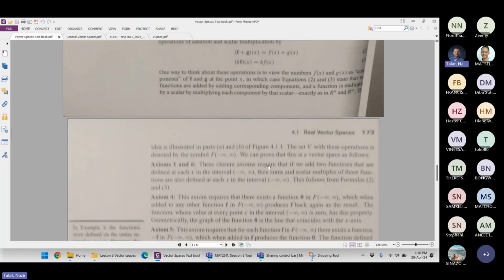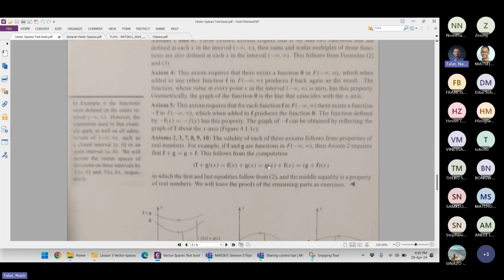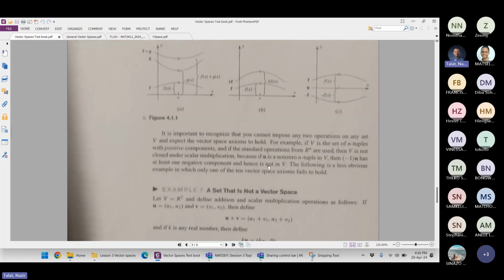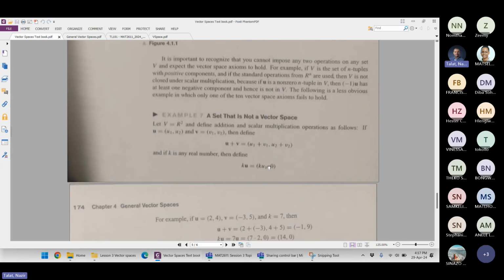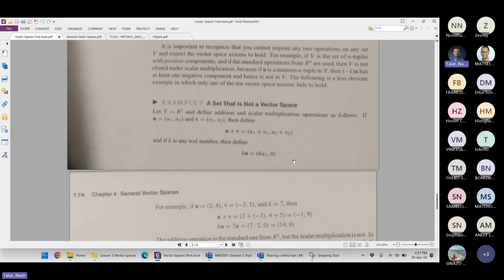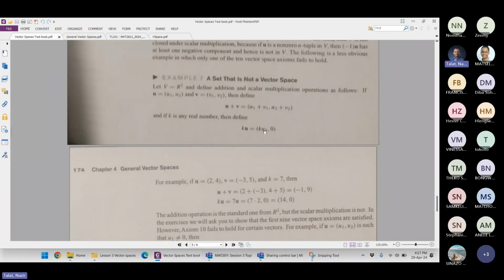Then let's see some examples. Here, these details are mentioned, and one can check how they are satisfied. Then we can go towards some spaces which are not vector spaces. For instance, the set of all vectors of R2 with this operation. If u is a vector from R2 where u1 and u2 are the elements, and v is equal to v1, v2, we define u plus v in this way, and k is any real number, and the scalar multiple operation is given as ku equal to ku1 comma 0.